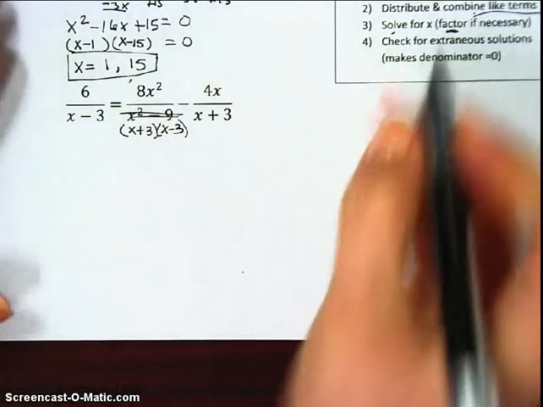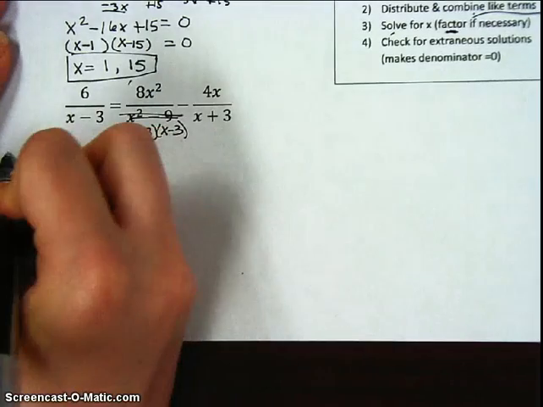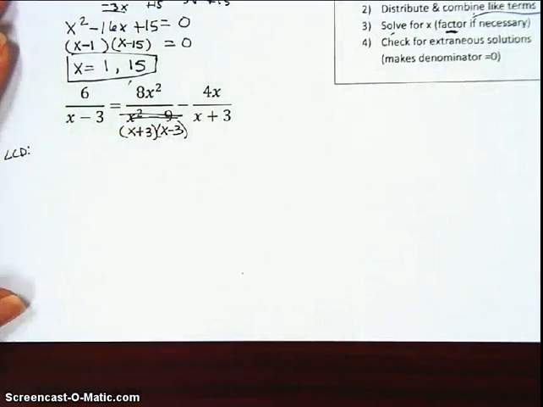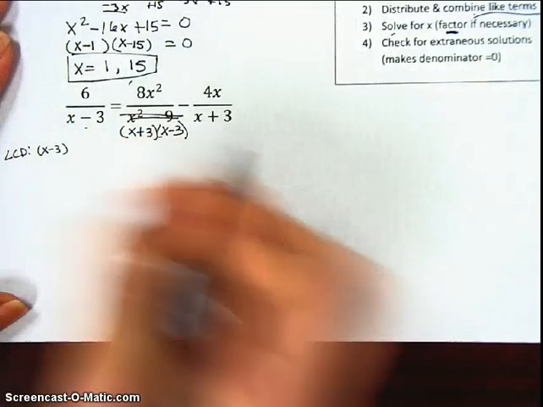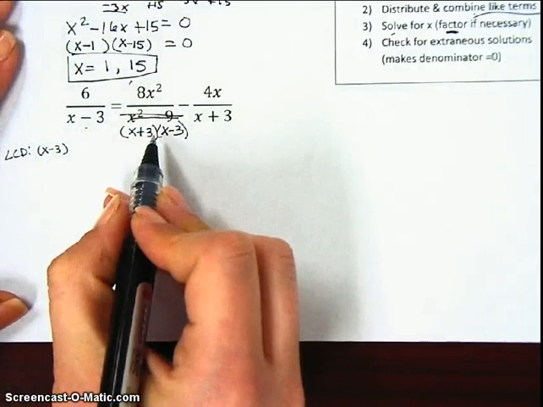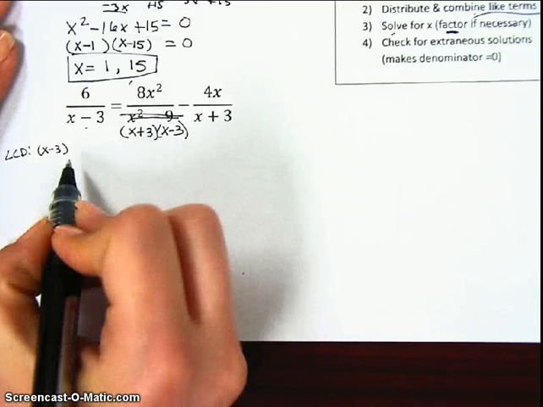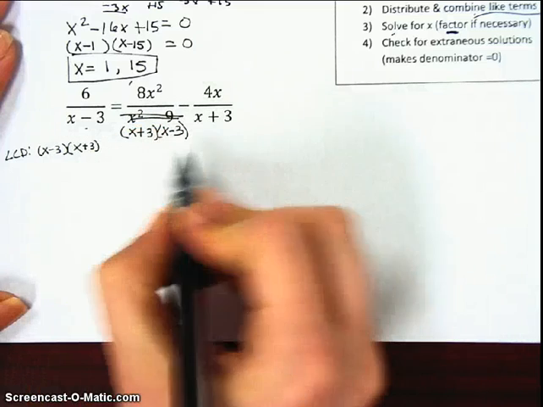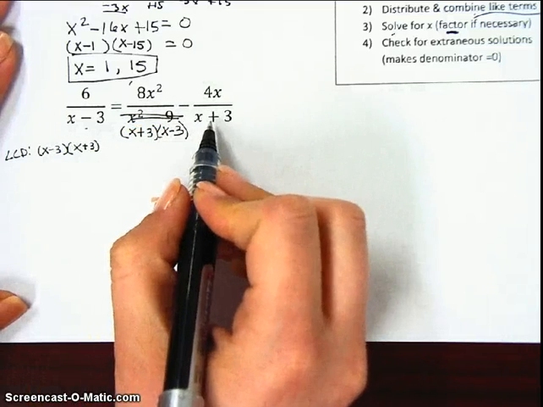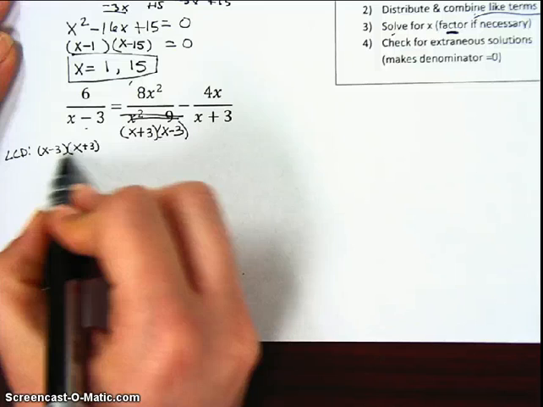So we want to look at our LCD, least common denominator. My first denominator has an x minus 3. My second one has an x plus 3 and an x minus 3. Well, we already show the x minus 3, so we're going to do an x plus 3. My third denominator has an x plus 3, which we already have in here, so our LCD is x minus 3, x plus 3.